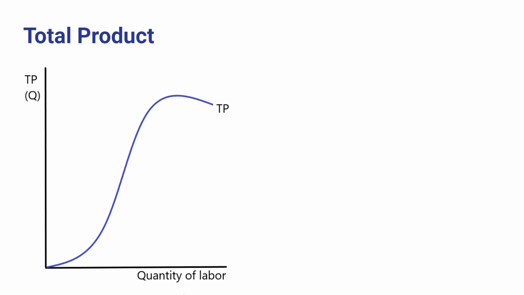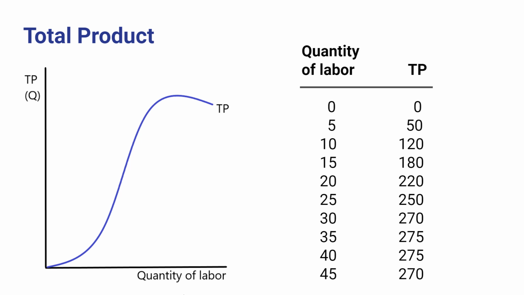And this is a concept you've seen before, and we'll come back to it in just a couple minutes. We can also use a table to represent this. When you have no labor, you have no output. When you add the first 5 workers, output goes up by 50. When you add the next 5 workers, it rises, in this case, by 70. That's the portion of the curve where it's rising at an increasing rate.